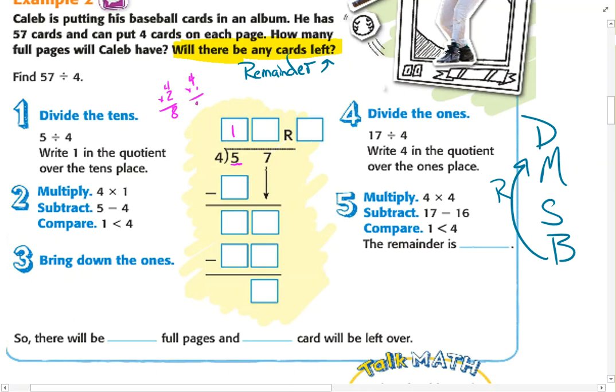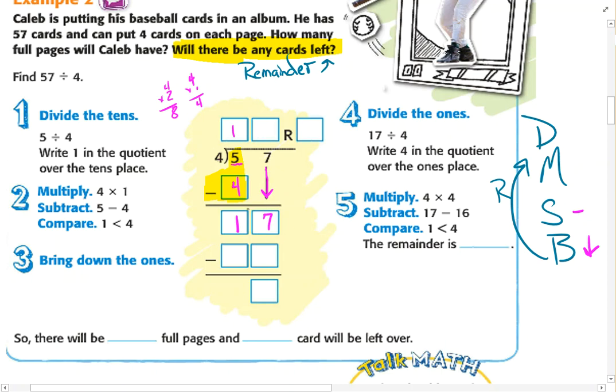4 times 1 is 4. Now I multiply 4 times 1, and I get 4. I'm just looking at this subtraction part, 5 minus 4, right? And I end up with 1. 5 minus 4 is 1. I just did my subtraction part. Now I need to bring down. So I bring down my 7. Get into a habit of drawing that arrow down. It helps keep things lined up, but it helps organize yourself.